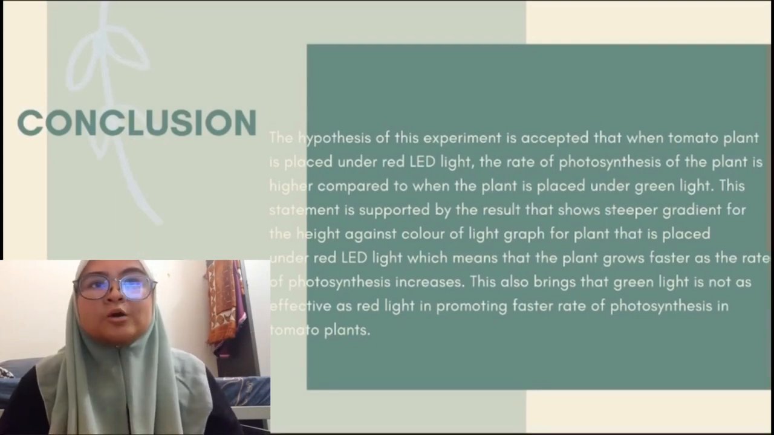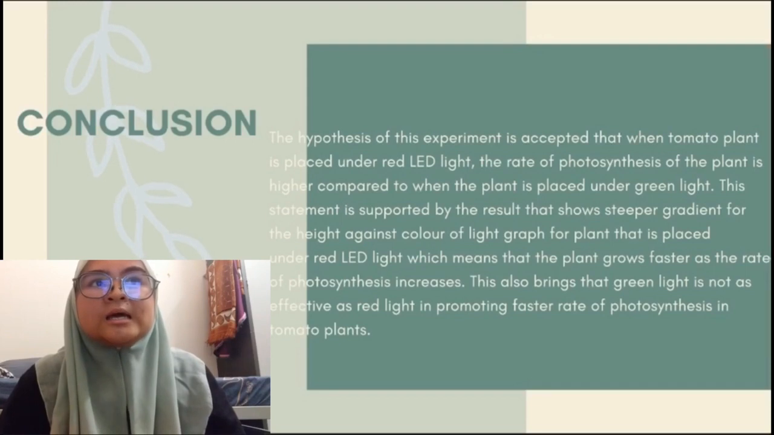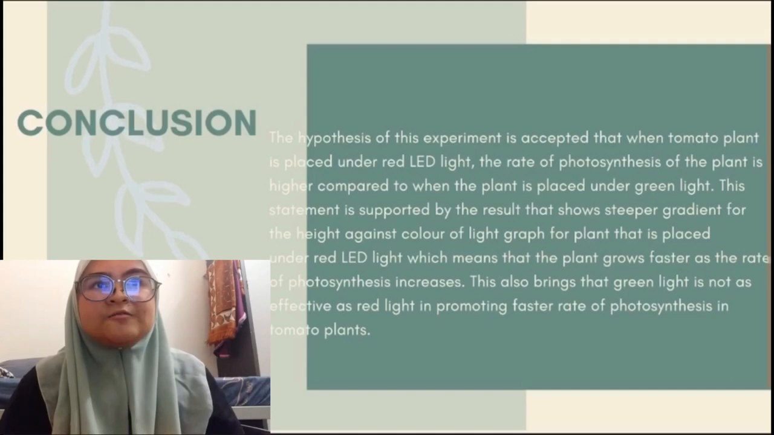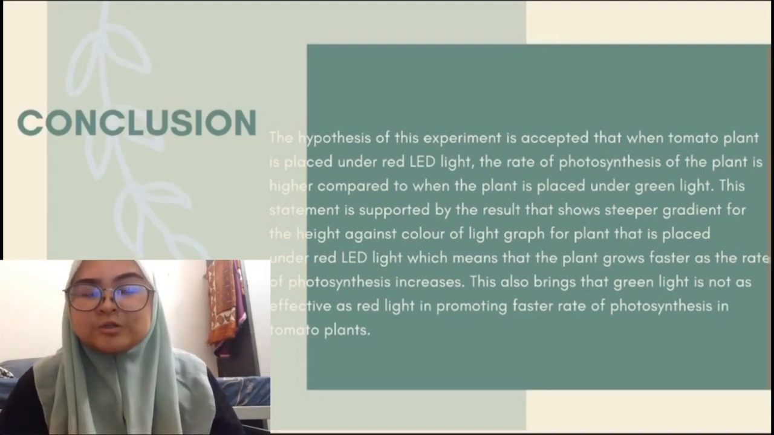From here, we can conclude that the hypothesis of this experiment is accepted: when a tomato plant is placed under red LED light, the rate of photosynthesis of the plant is higher compared to when the plant is placed under green light. This statement is supported by the result that shows a steeper gradient for the height against color of light graph for plant that is placed under red light, which means that the plant grows faster as the rate of photosynthesis increases. This also shows that green light is not as effective as red light in promoting a faster rate of photosynthesis in tomato plants. So that is all from us.